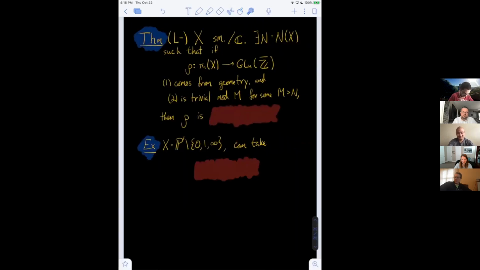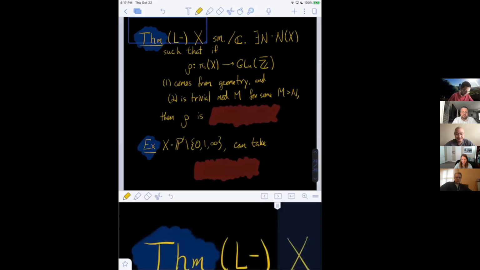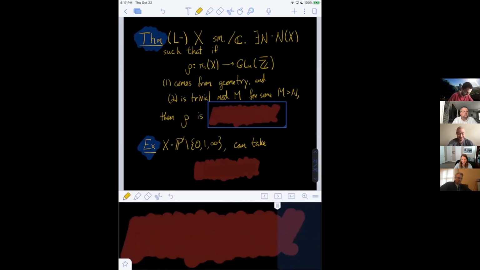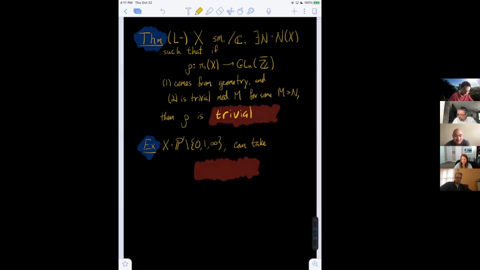So first of all, suppose I have a map like this. So suppose I have a representation of the fundamental group, which comes from geometry. And suppose when you reduce it mod some big number, it's trivial. Okay? Then here's something you can prove. It's in fact trivial already. So what this is saying is you can check if one of these representations is trivial by reducing mod a billion, for example.